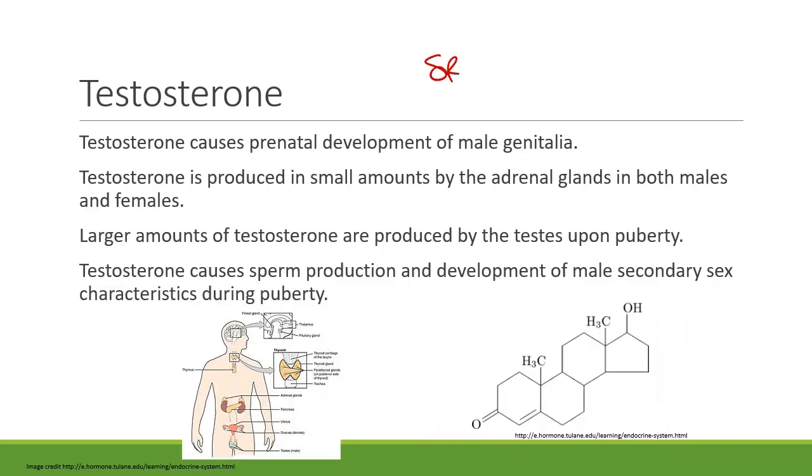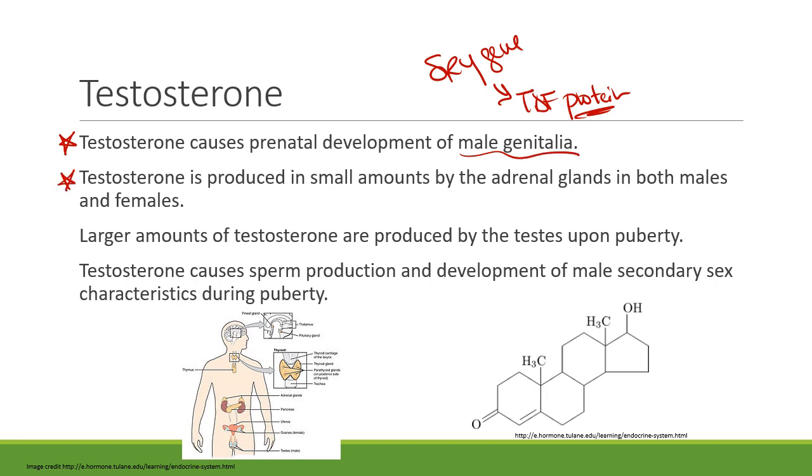So let's say that you have a functional SRY gene that codes for that TDF protein, that testes determining factor protein. That protein is going to stimulate the production of testosterone during embryonic and fetal stages. That's going to cause that prenatal development of the male genitalia, the testicles, and the penis.